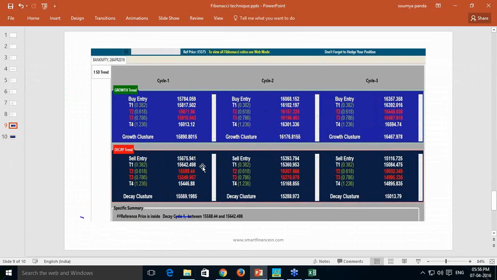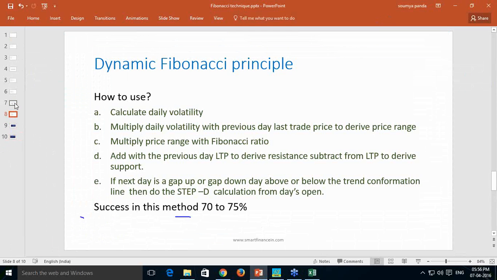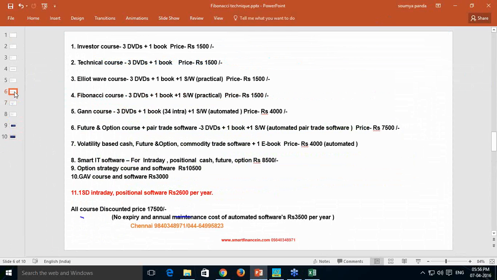In Bank Nifty, this is the 1SD calculation it has given, and 15,505 was the low of the day, which was very close to your 0.888 retracement level. So this is how the dynamic principle of Fibonacci enhances the accuracy of this method, and those who are users of our 1SD software will realize the benefit of these things.